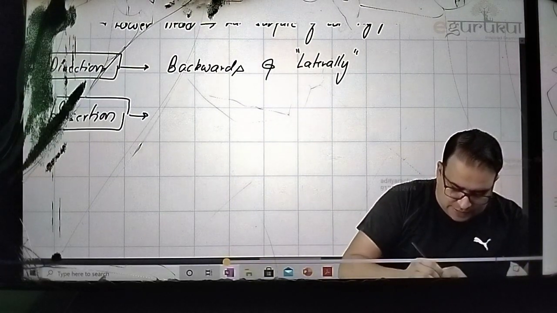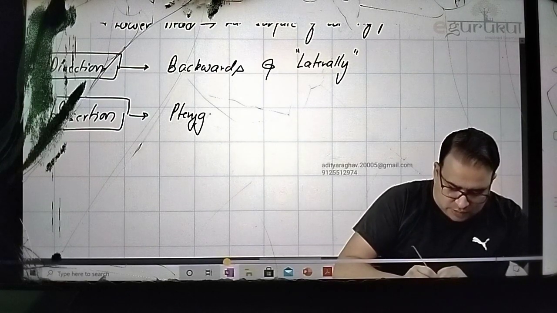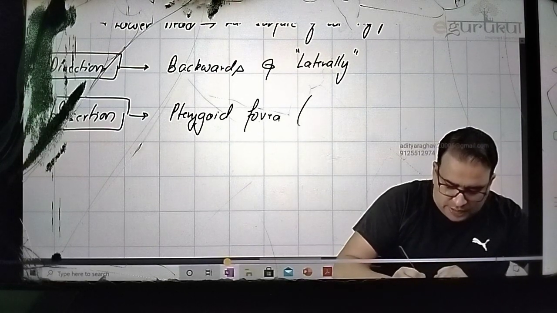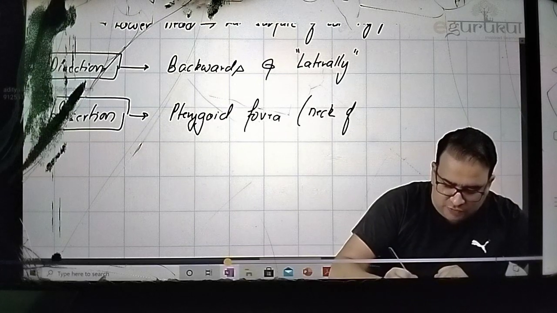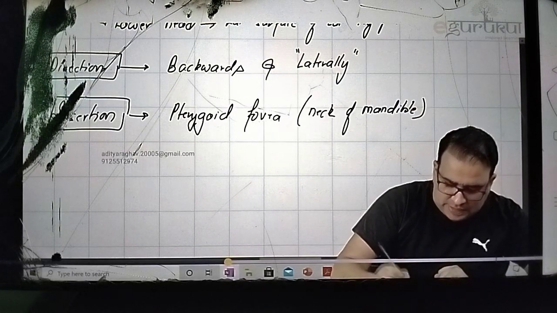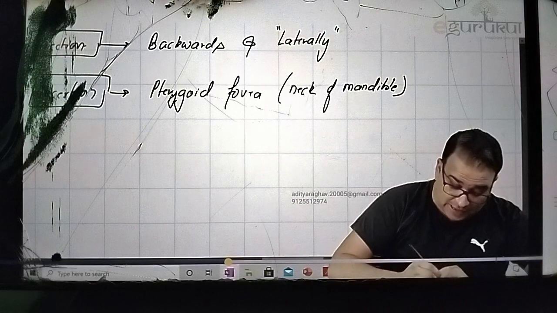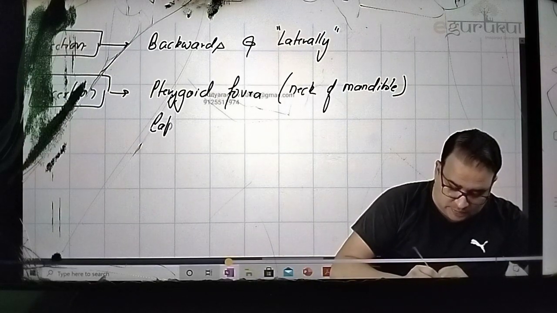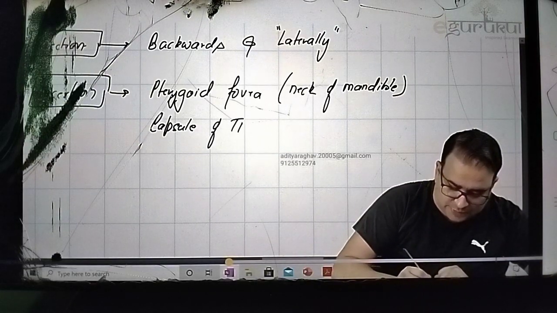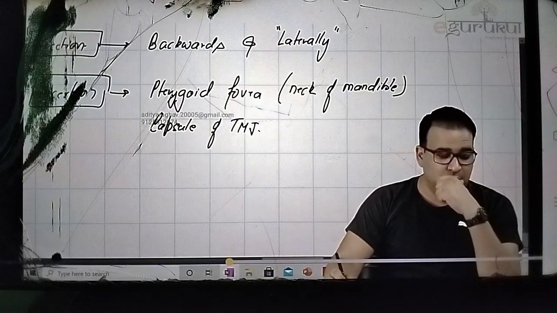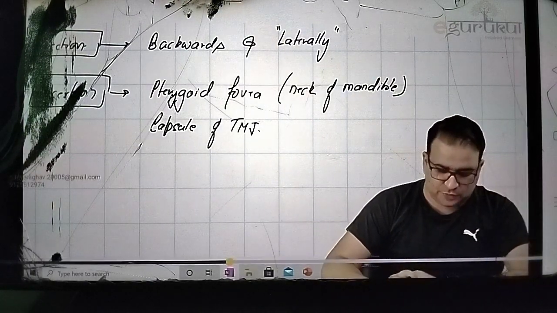The insertion of the muscle is to the pterygoid fovea, which is present on the anterior surface of the neck of mandible. Just writing it for the reference, guys. Pterygoid fovea, which is present on the anterior surface of the neck of mandible, and it is also inserted to the capsule of TMJ, the capsule of the temporomandibular joint.